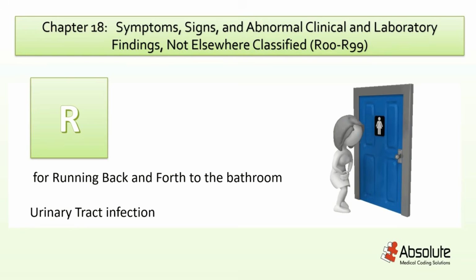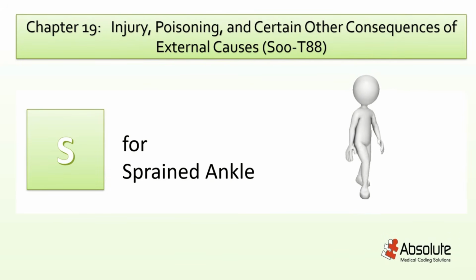Chapter 19. All right, Chapter 19 codes begin with the letter S. This is where you'll find injuries, poisonings, and certain other consequences of external causes. When you think of Chapter 19, think of the letter S, and S is for sprained ankle. It is a condition within the injury, poisoning, and certain other consequences of external causes.